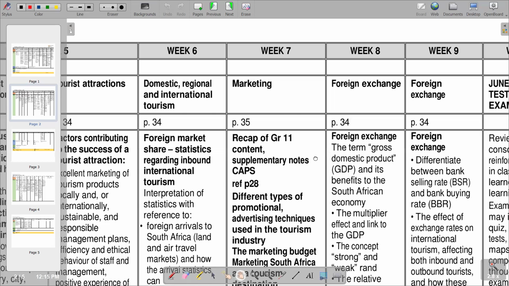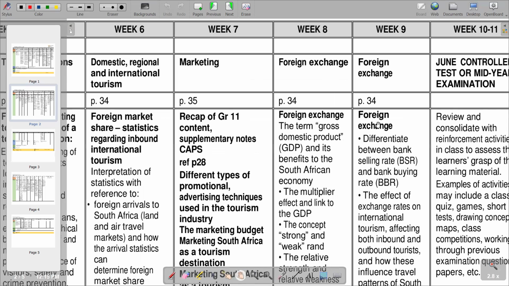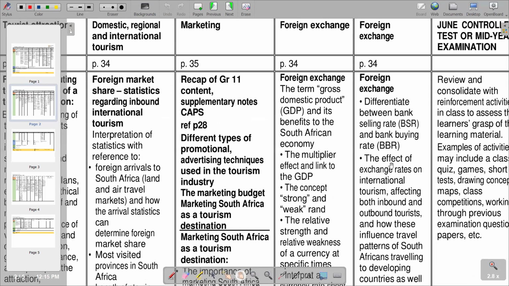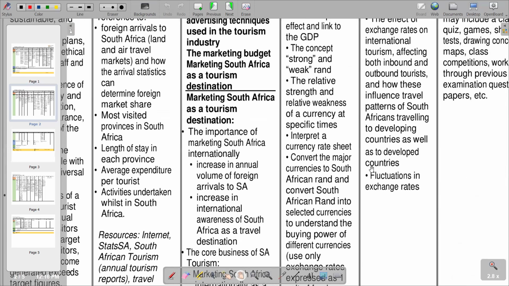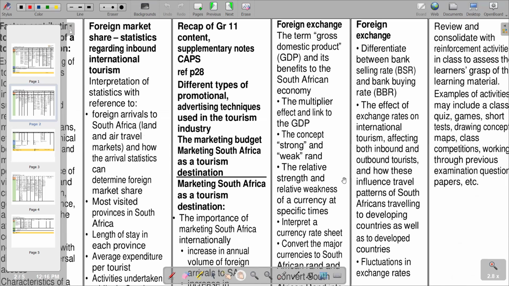So week 9 is on foreign exchange again, whereby the concepts are going to be different. For week 9, under foreign exchange, you are supposed to differentiate between the bank selling rate, which is BSR in brackets, and the bank buying rate, which is BBR in brackets. So looking also at the effect of exchange rates on international tourism, affecting both inbound and outbound tourists. So this is what we have in our week 9.